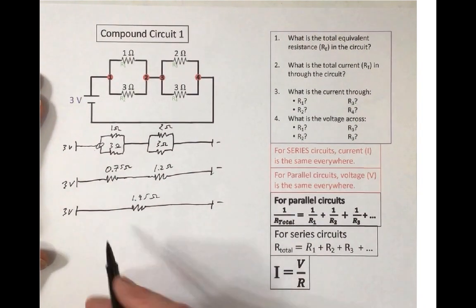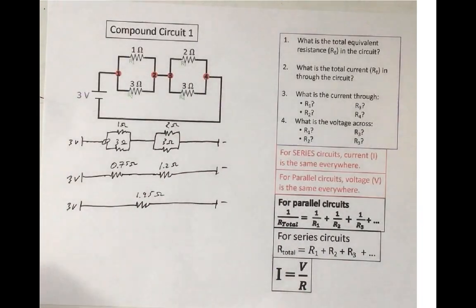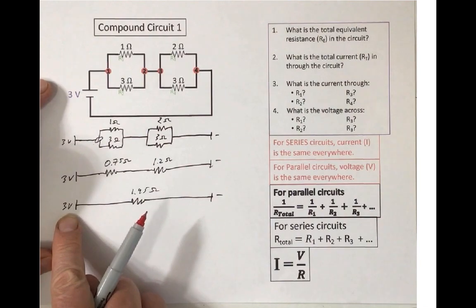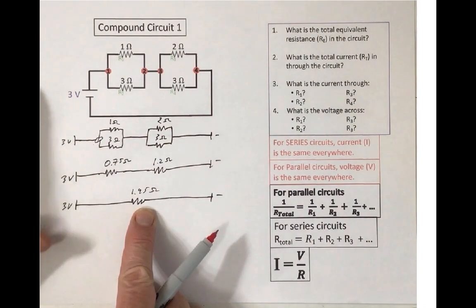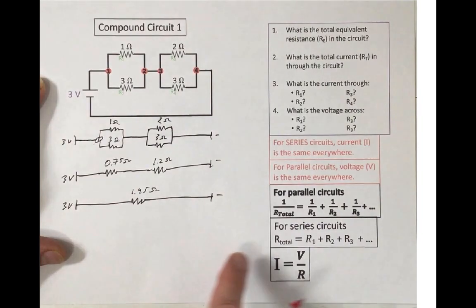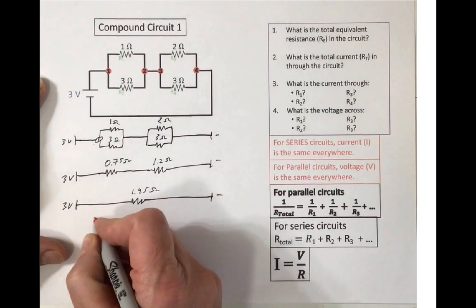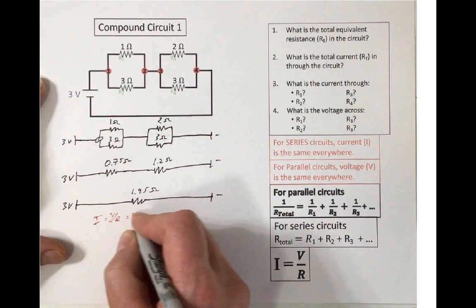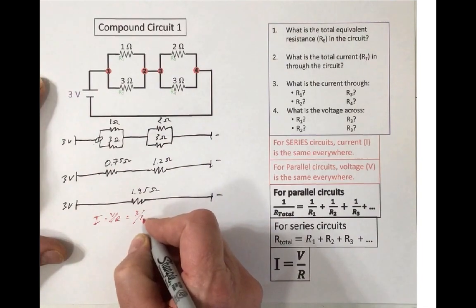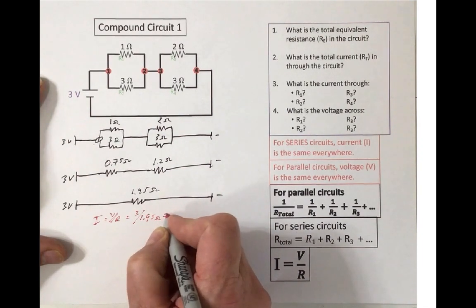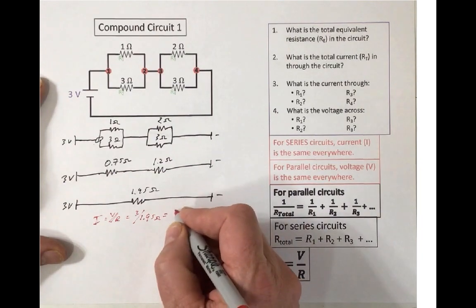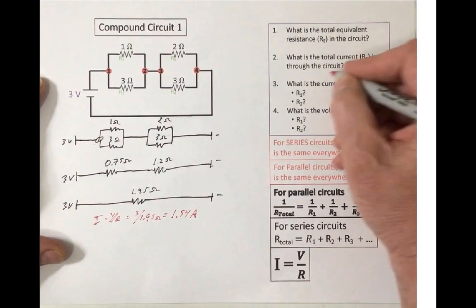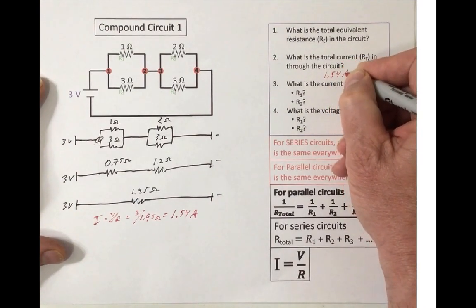Okay, and now we get to do a little math. I know that the total voltage is 3, I know the total resistance is 1.95, and I can figure out the total current because it's voltage over resistance. So it's 3 volts over 1.95 ohms of resistance. So that gives me 1.54 amps. That's my total current. So my total current is 1.54 amps.